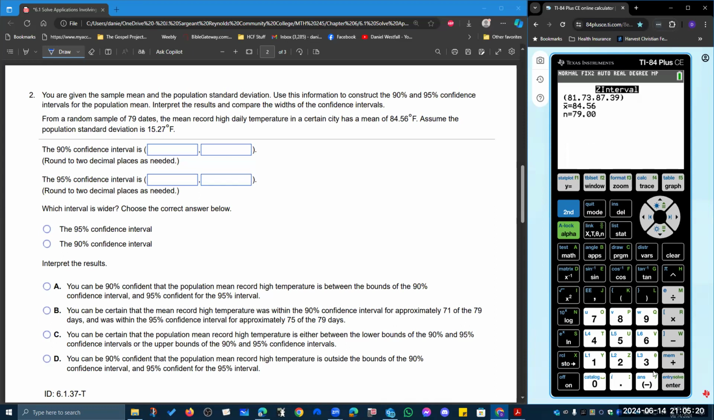And this is going to be 81.73. We know these are degrees F, and 87.39, again degrees F. Change that to STAT, TESTS, number 7 with a 95% level of confidence, and we get 81.19 to 87.93. The 95% confidence interval is wider.